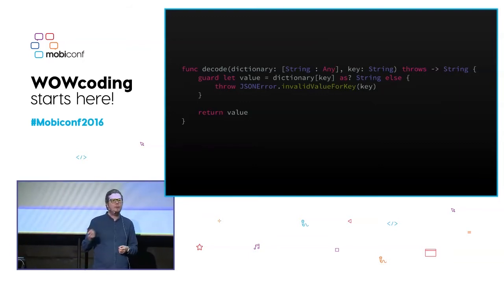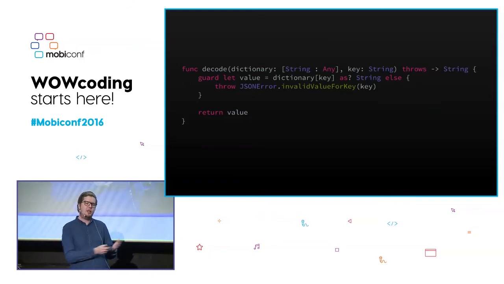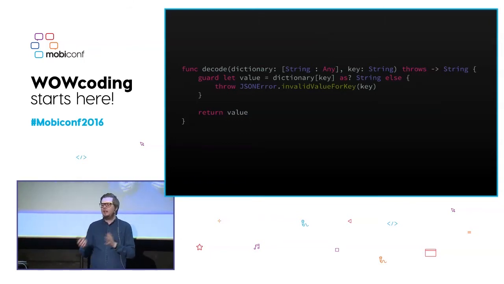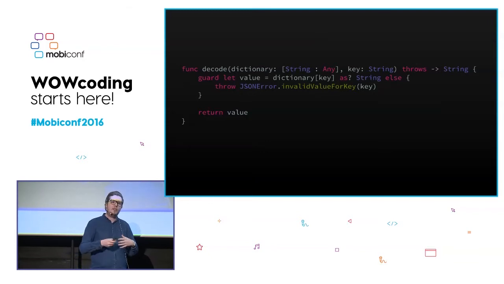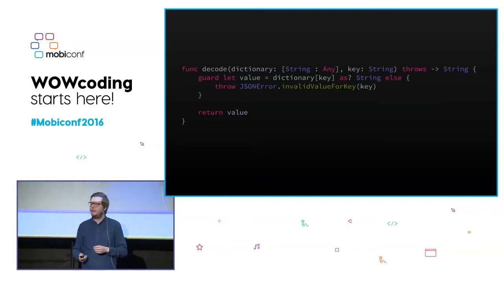Now this was a little bit nicer to me because that way I didn't have to have this code in my initializer. I could just call decode, and I had a single implementation of this. I didn't have to scatter these guard statements all over my app. I could just have it in a single place.